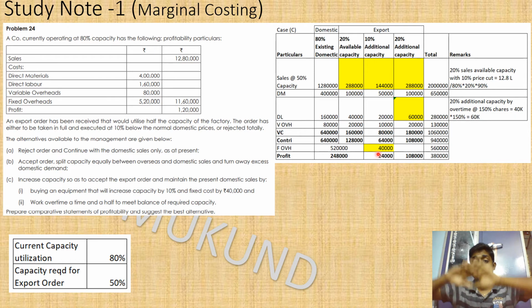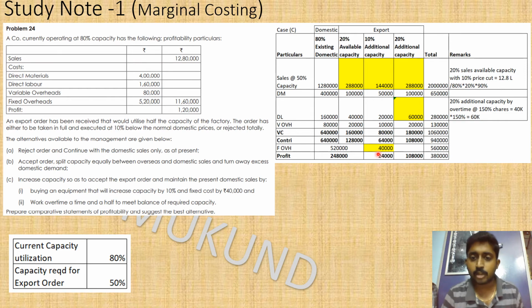So how much capacity is actually required to meet the export order? 50 percentage. 20 percentage we already had, 10 percentage because of the new machine, now we got an additional profit of 24,000. The balance is again 20 percentage, and that will be obtained through working overtime. Now again 20 percentage additional capacity by working overtime. Okay, so for 20 percentage capacity, sales is going to remain the same, 2.88 lakhs.